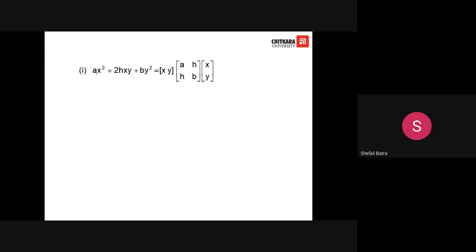Now, how is this quadratic form written as a matrix? You only have this expression. If a quadratic form is given to you and you need to write a matrix from it, what you will do? I'm writing here x and y, right? So this is x, x, xx or x square. What is the coefficient of x square? That is a. So you will put a here in matrix A.